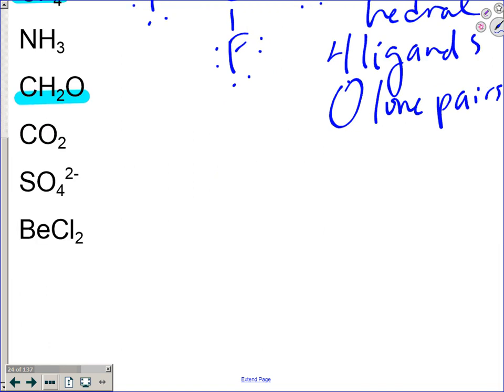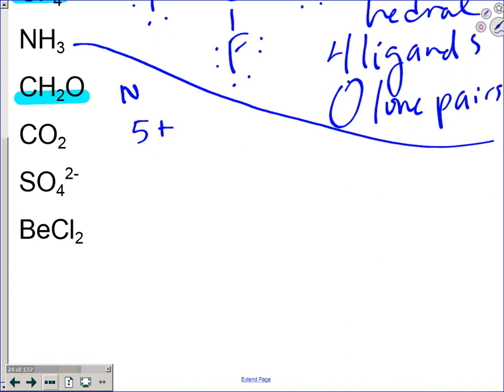All right, ammonia, how many electrons? 5 plus 3 times 1. So 5 from nitrogen, which is in group 5, and 3 hydrogens, each in group 1, carry 1 valence electron. That's 8 total. All right, next.